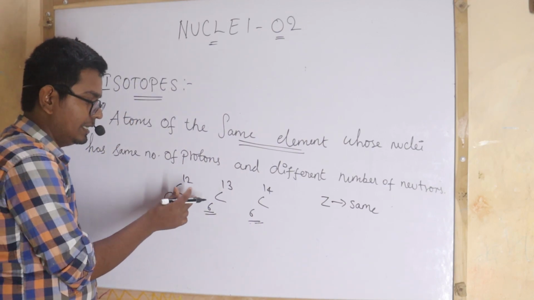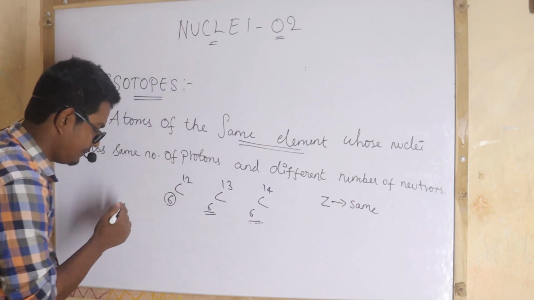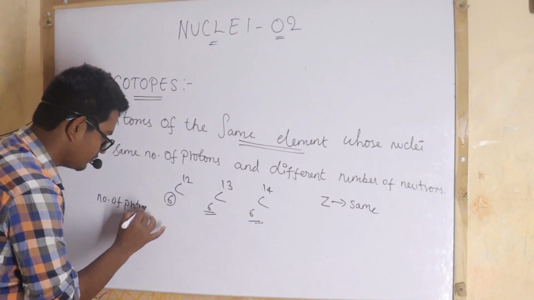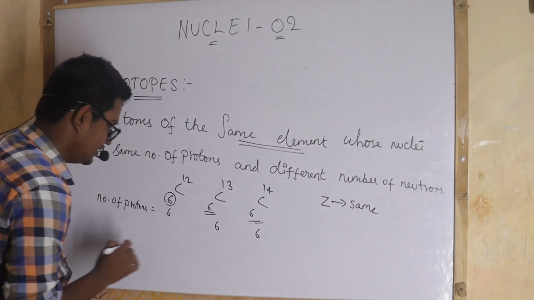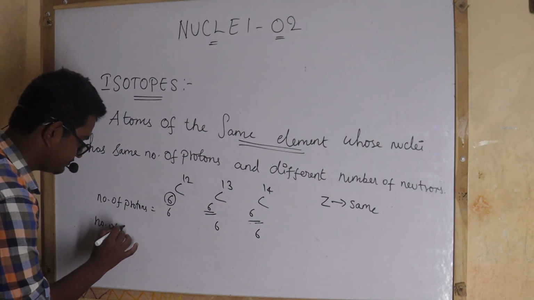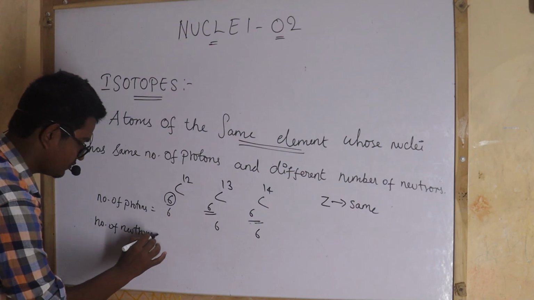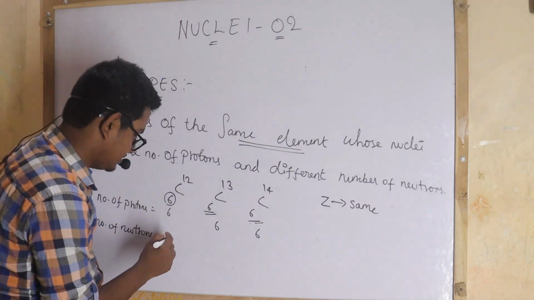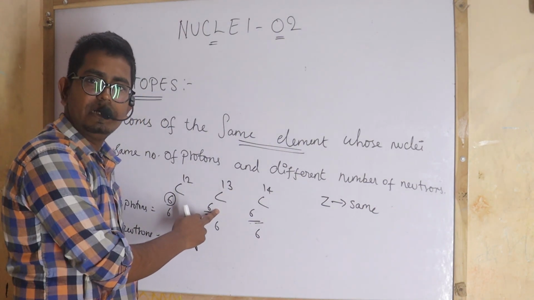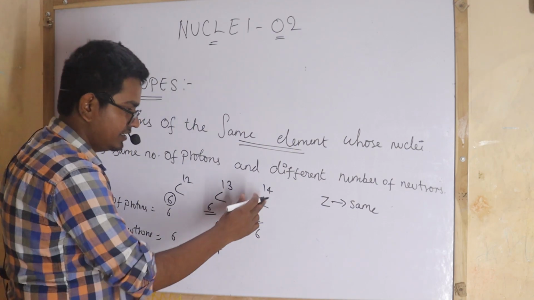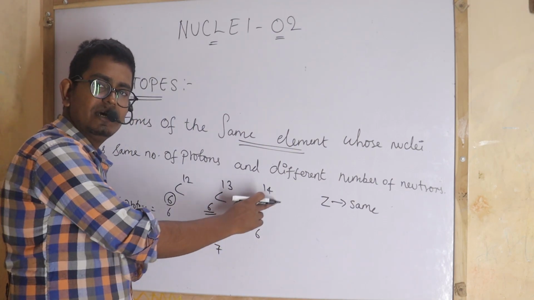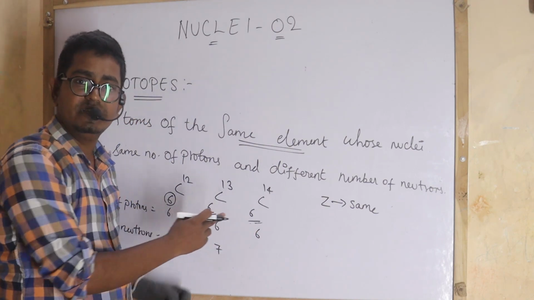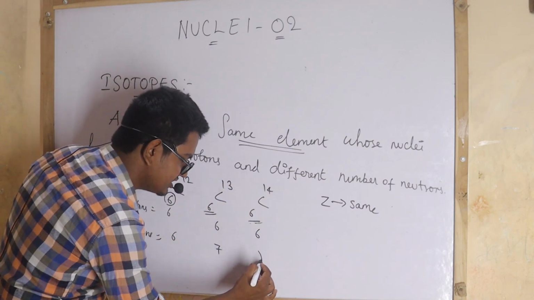And now I am moving to the number of neutrons. As you can see here, I am going to write the number of protons: 6, 6, 6. Number of neutrons: here 12 minus 6, mass number minus atomic number, 12 minus 6 is 6. Mass number minus atomic number, 13 minus 6 is 7. Here it is 14 minus 6. Mass number minus atomic number is nothing but the number of neutrons. So 14 minus 6 is 8.